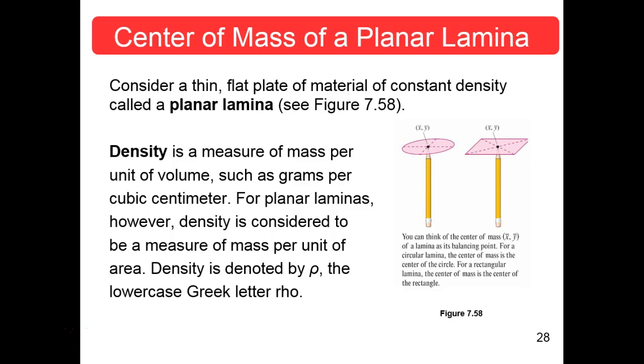Consider a thin, flat plate of material of constant density called a planar lamina. Now, density is the measure of mass per unit volume, such as grams per cubic centimeter. In planar laminas, however, because the density is of a plane, it is usually a measure of mass per unit area, because you're assuming the plane is uniform thickness. So we'll use mass per unit area. Bit different from what you normally think. Density is usually denoted by rho, which is a lowercase Greek letter.